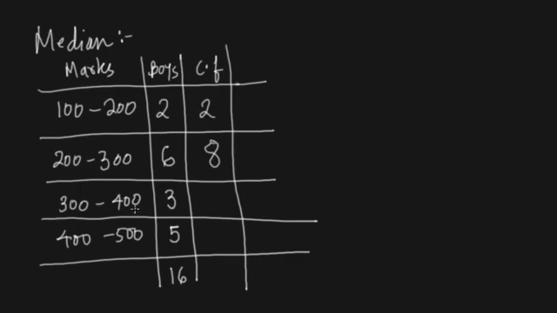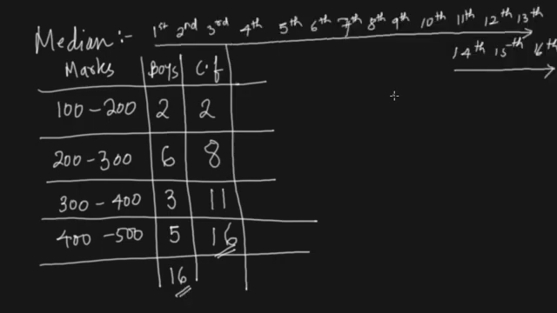And less than 400 would mean 100 to 200, 200 to 300 and 300 to 400, which would mean 6 plus 2 is 8, and 3 is 11. And less than 500 would mean 100 to 200, 200 to 300, 300 to 400 and 400 to 500, which would essentially mean 16. This number in the case of a cumulative frequency should always match with the total here, then you would know your answer is right. So how many boys are there in the class? Totally 16 in all, right?